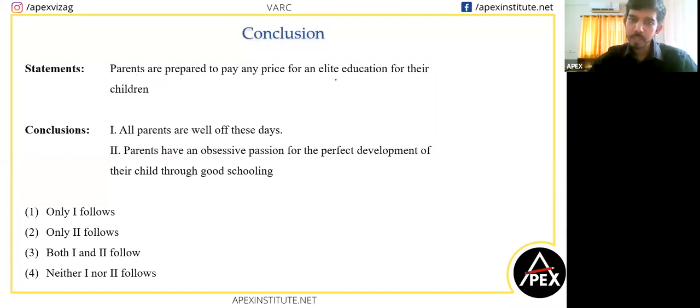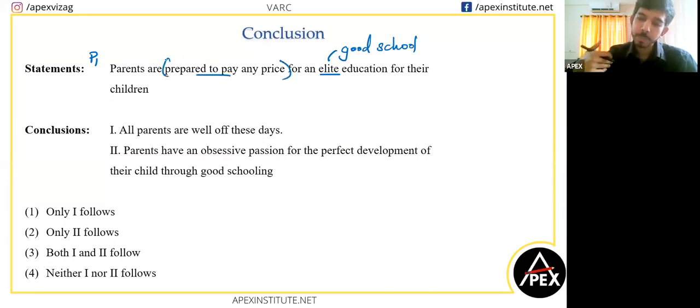Parents are prepared to pay any price for an elite education for their children. Now, this is just one premise, and it mentions parents are prepared to pay any price for an elite education. Elite is a very good school, however expensive it may be. Prepared to pay any price means that they will be prepared to pay any amount of money. But is anything mentioned about the source of money? No. Either they already have the money or they are earning well and they will pay, or they may take a loan and pay. But the actual source of money is not mentioned.